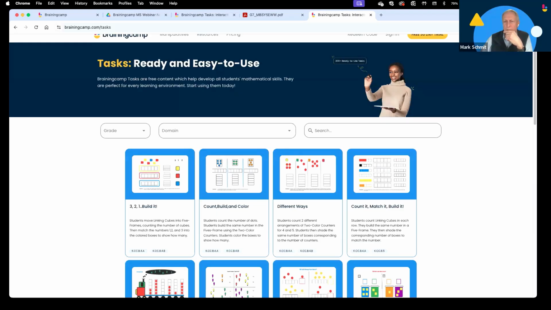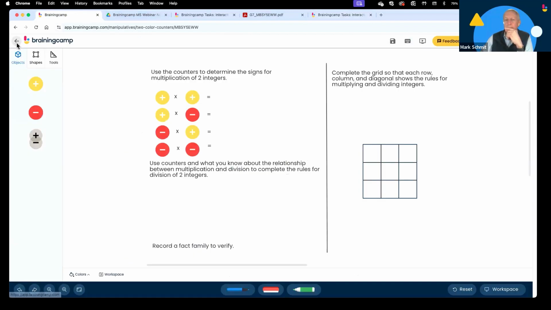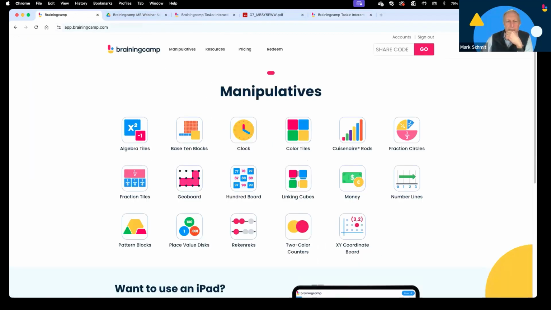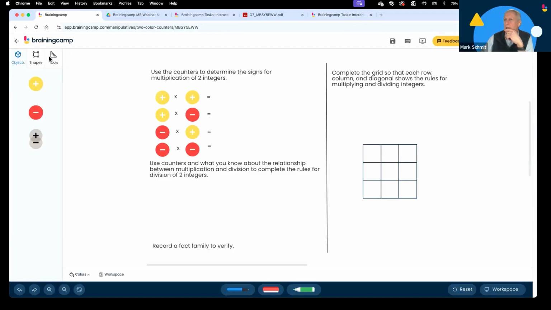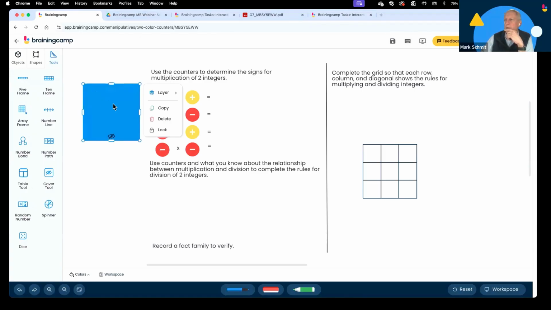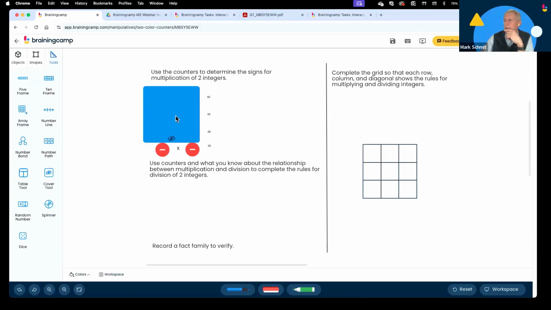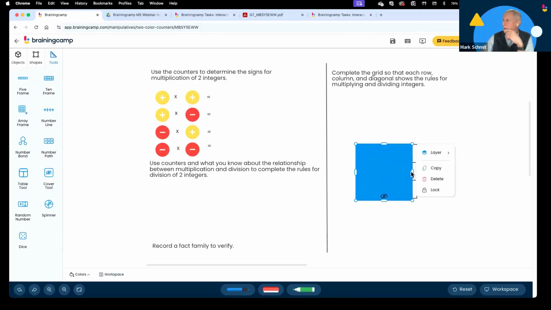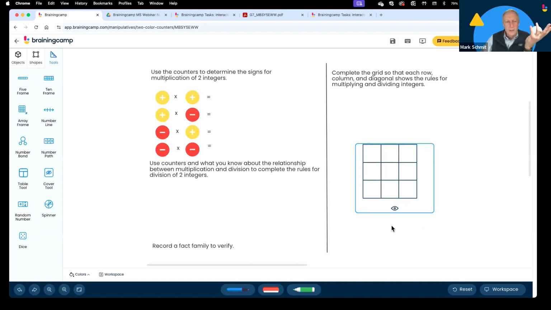All right. I am going to go back to my Brainingcamp. Do you make words seen and unseen? So here in our tools, we have this. I think this is what the question is about. Discover tool. So let's say I wanted to cover this grid. I can bring it out there. I can adjust it. I can lock it so students can't move it. And now I can reveal that. So it's a tool that's in the tool bin over there.